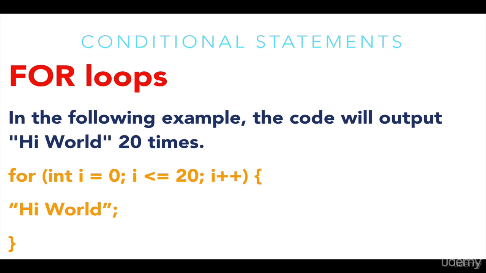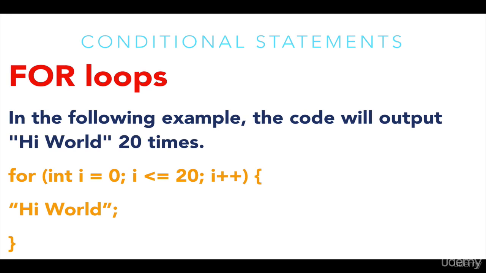And then I need to put in the condition code, the condition under which the loop will stop. So because I want to output the hi world text 20 times, I need to specify that until i is less than or equal to 20, please output the hi world text. Okay. And at the end of the condition code, I just need to put in the semicolon.